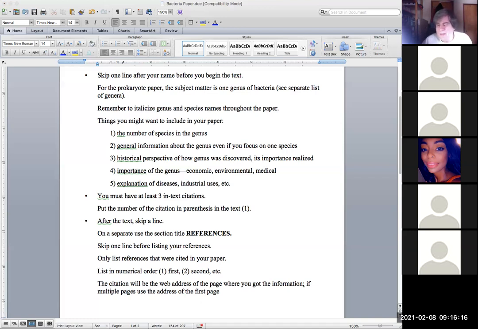So notice the basic idea of this paper, as it mentions up above, 3 to 5 paragraphs. So you're going to have kind of an introduction to your topic, and then somewhere between 1 and 3 paragraphs going into a little more detail about your topic, focusing maybe on one particular species. Why is it important? How do we know it's important? What does it do in terms of being important?